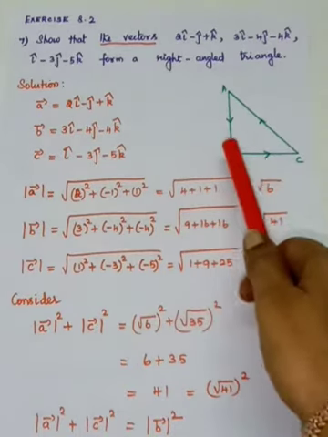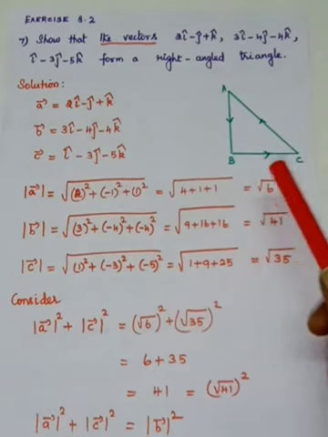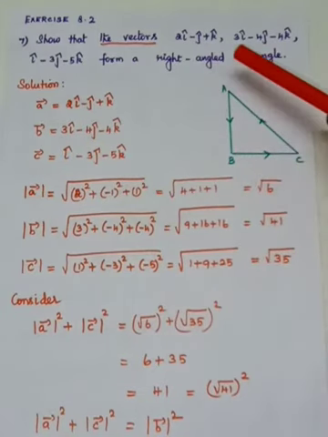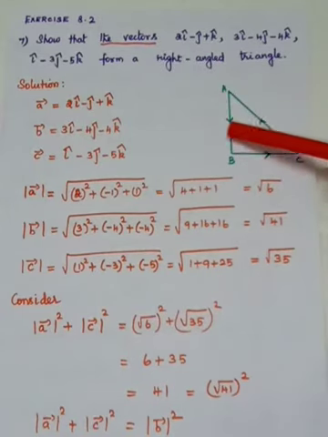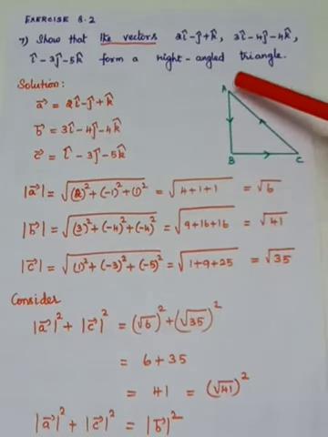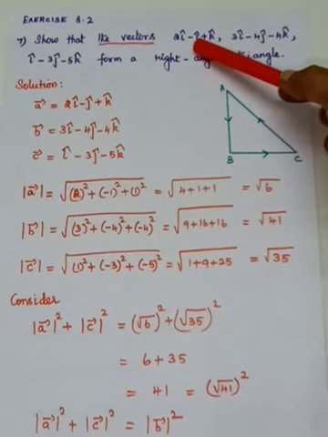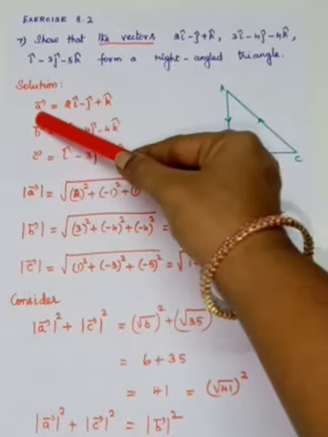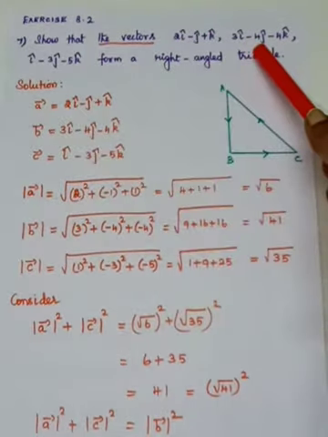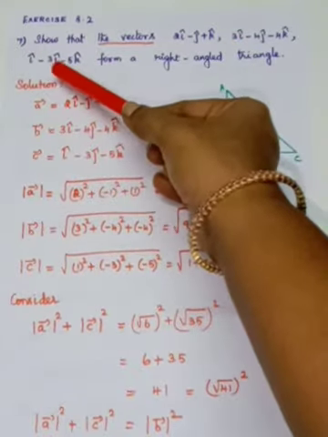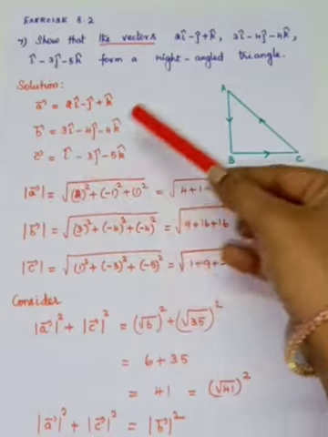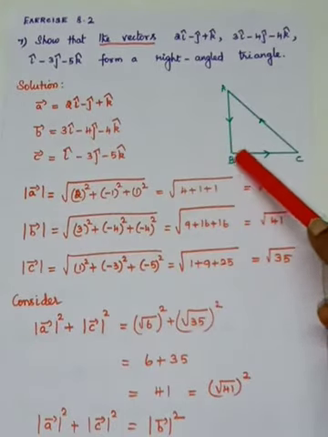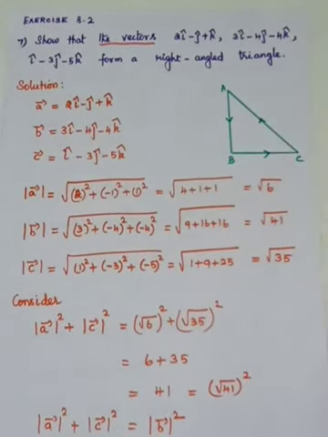So I have considered the right angle triangle ABC. Here the vectors are given, so they represent the sides of the triangle. We can take the first vector as A vector, the second vector as B vector, and the third vector as C vector. A vector, B vector, C vector, they are nothing but the sides of the triangle.